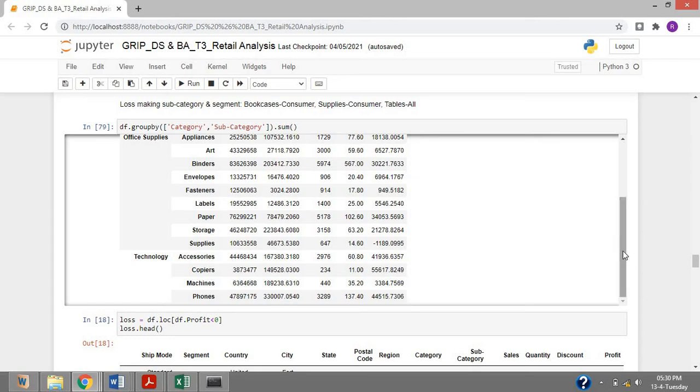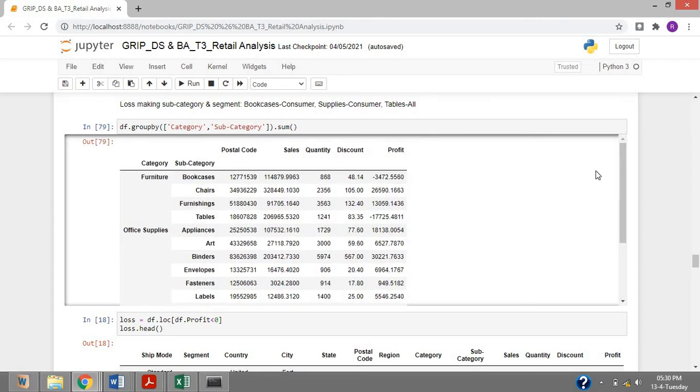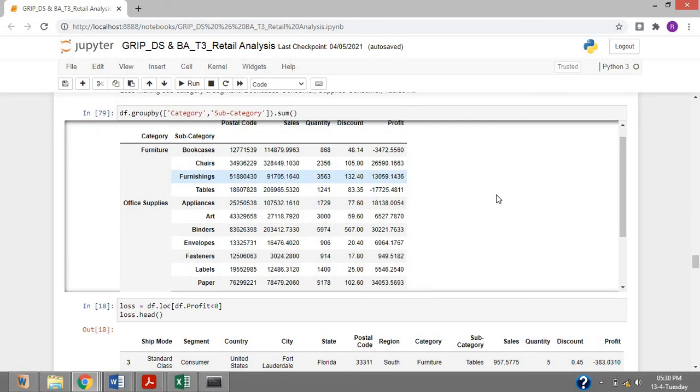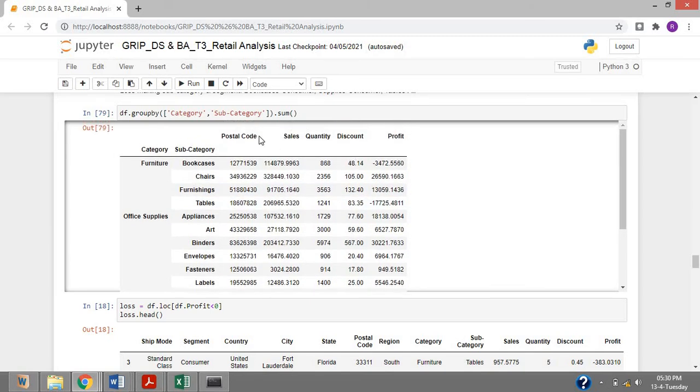So further on we are again checking what are the subcategories which are loss making. How do we do this? Again the same group by, but here we are inputting multiple columns, the category and subcategory. So this had kind of come out in the previous analysis itself, but to consolidate this again, I have included this as well.